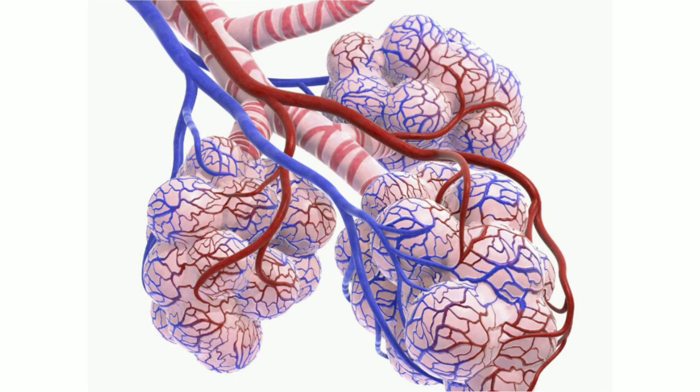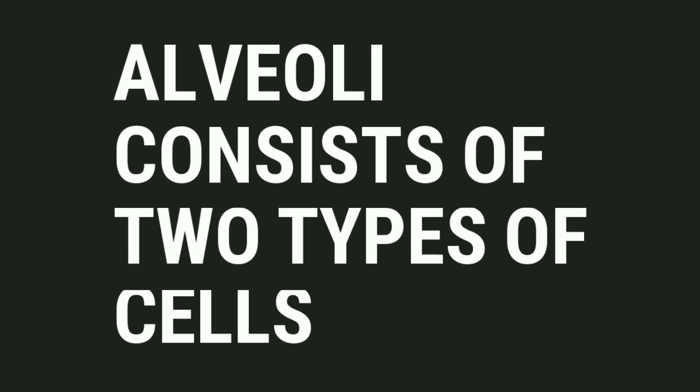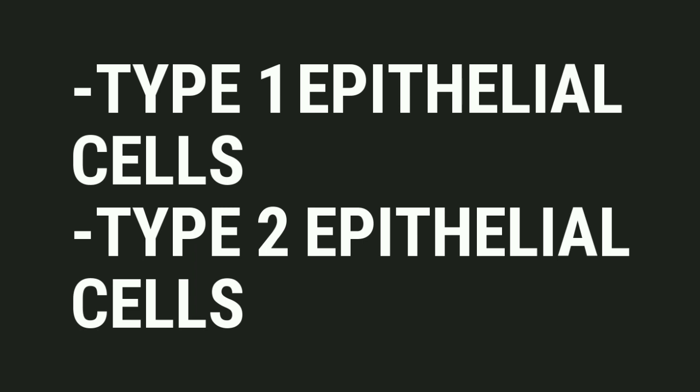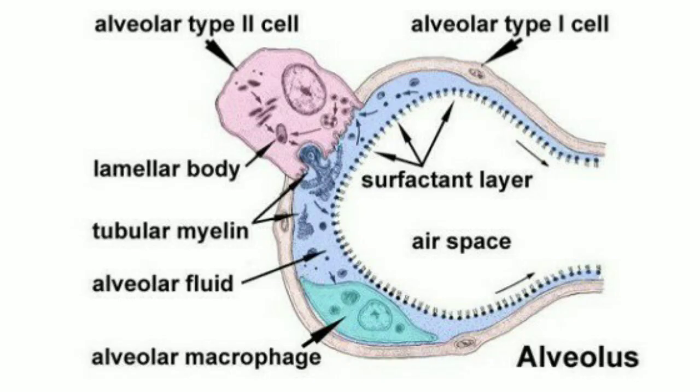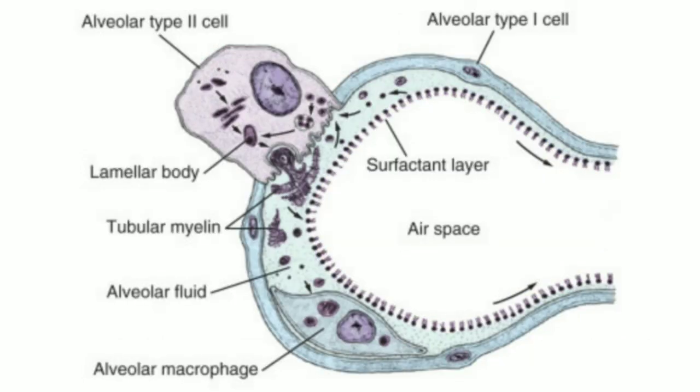Now another important structure of respiratory system is alveoli. Alveoli consist of 2 important cells, type 1 epithelial cells and type 2 epithelial cells. Type 1 cells form an alveolar wall through which gases exchange occurs, and type 2 cells produce a surfactant which is a lipid type substance that coats the alveoli. During inspiration, surfactant allows the alveoli to expand uniformly, and during expiration, the surfactant prevents the alveolar collapse.